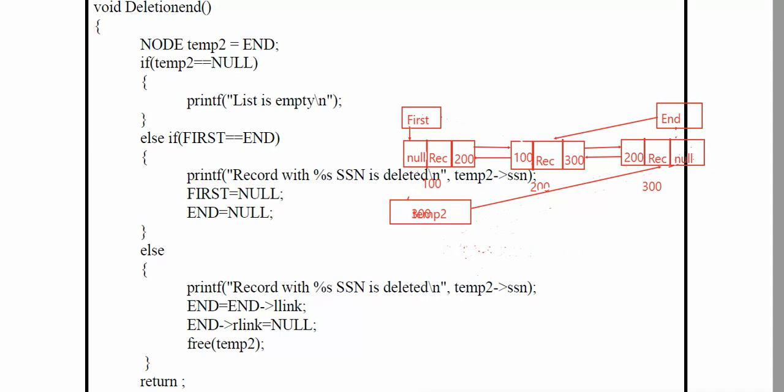So we are making it null. This value will be taken out, and here we are making end R link equal to null. The address 300 of the last link will be made null here. That means we have cut the relation between this node and the last node. Now this node is independent and is pointed to by temp2, so we can easily free temp2, so that now my end is this node and first is this node. After free temp, this node will be deleted completely, and this will become your last node or end node.